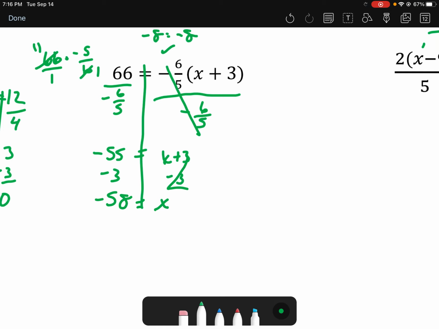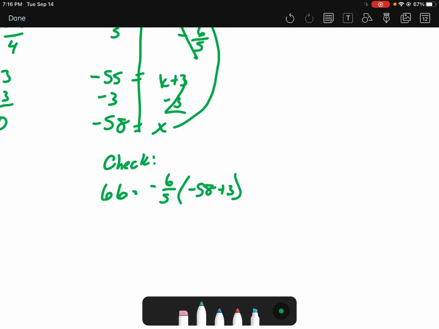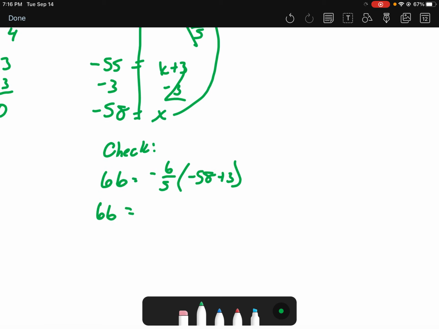I can go ahead and take this negative 58 and substitute it back into the original up here. So here's my check zone. So I have 66 is equal to negative 6/5 times negative 58 plus 3. Order of operations, I'm going to do what's inside the parentheses first. Negative 55. Then I have negative 6/5 times negative 55.